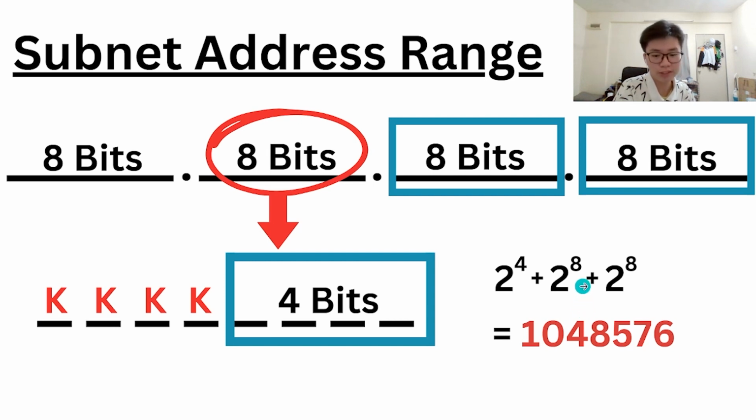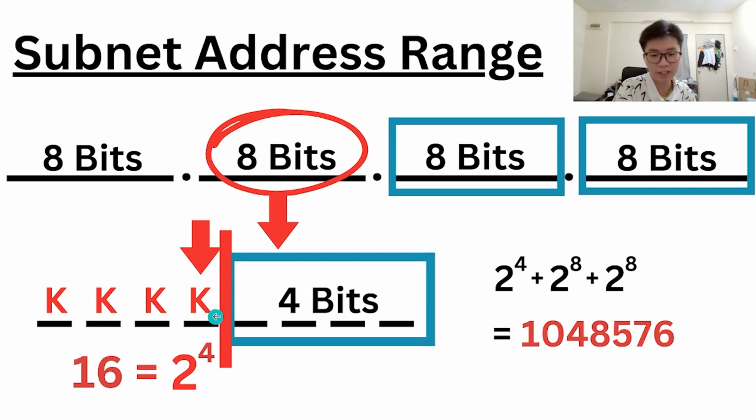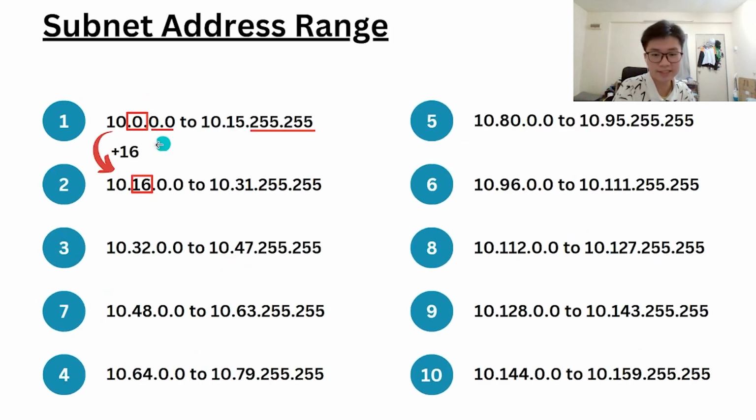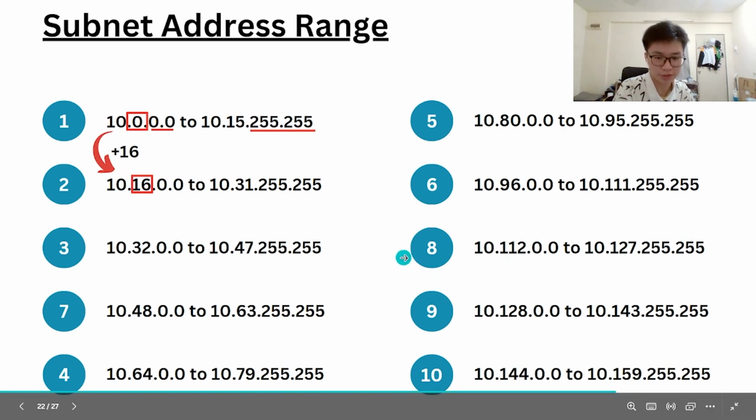So how do we do that? We just need to add a line between the network portion and host portion and see what the value of this bit is. We can see the value is 16, and this number means the range between the starting addresses of 2 subnets. For example, this starting address needs to plus 16 to get the next starting address, and make sure the last address is the one before the next starting address. So this is how we handle our subnet address range.